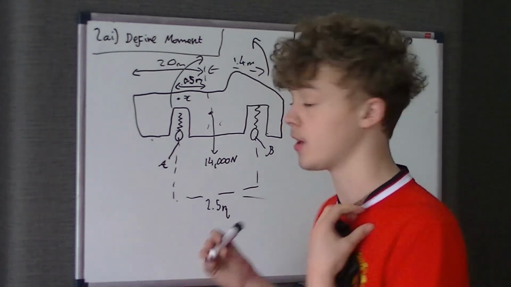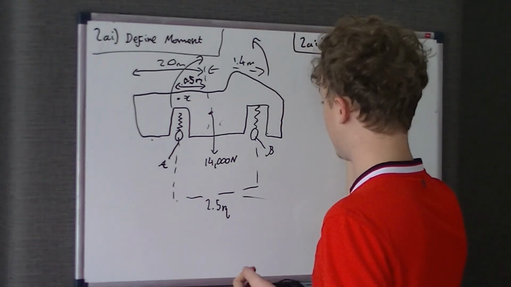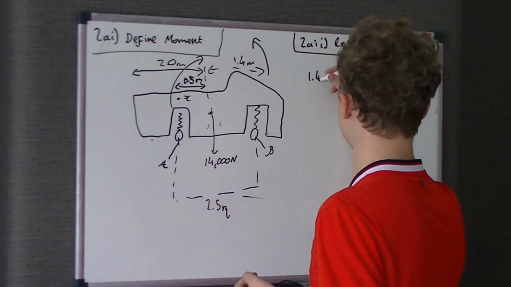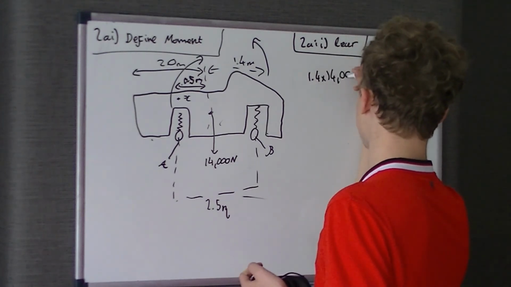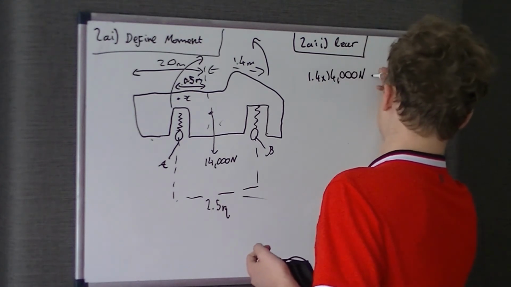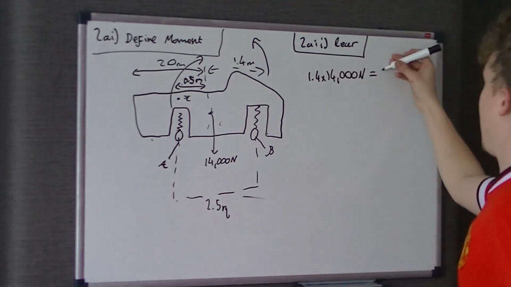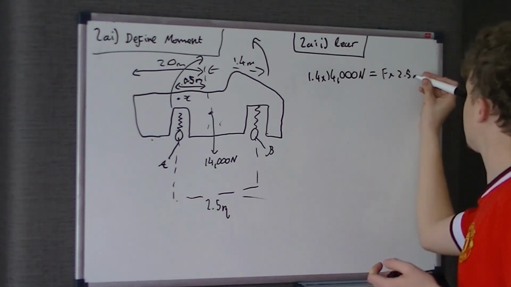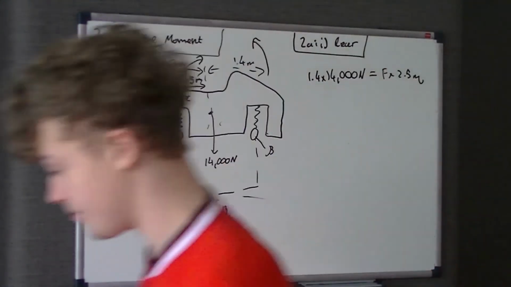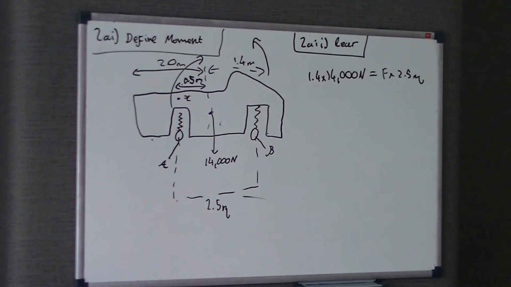And we know that. So 1.4 times 14,000 newtons is equal to F times 2.5 meters. Just checking that's right. I'm checking because I don't want to take you down a wrong path and then end up explaining a different question.